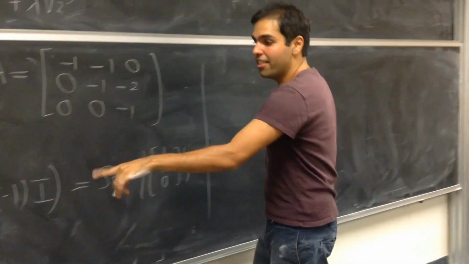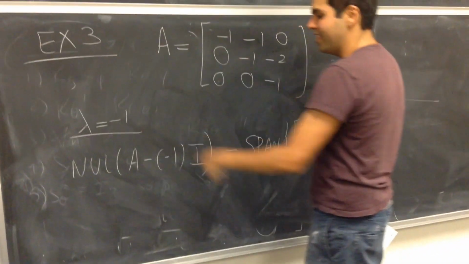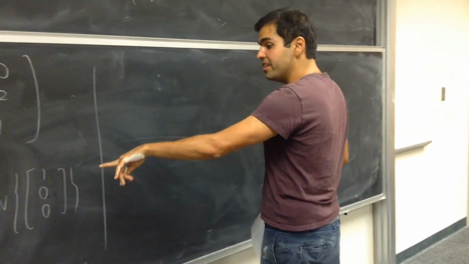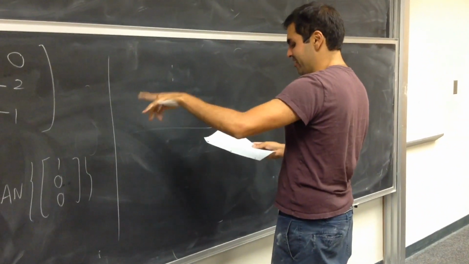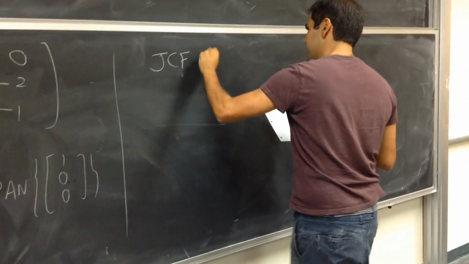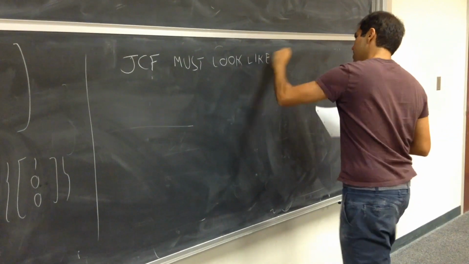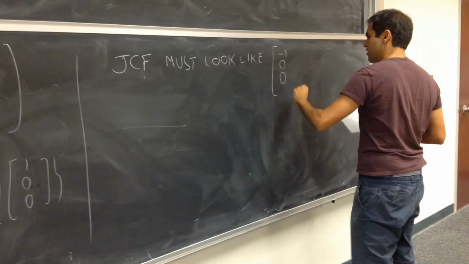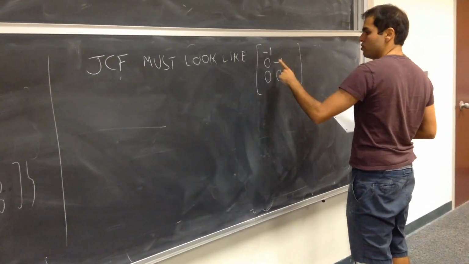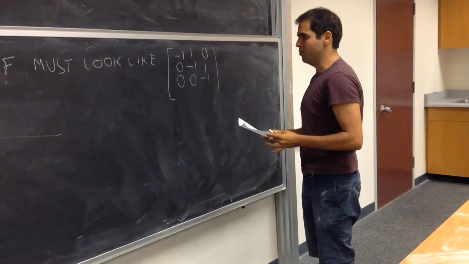Yay! And by the way, some people like to use lambda I minus A. This technique only works with A minus lambda I. Otherwise, it's just messed up. Okay. What does it tell us? It tells us really already that the Jordan canonical form must look like this. Minus 1, 0, 0, and then minus 1, 0, and again, because we have just one repeated eigenvector, everything above already has to be 1.